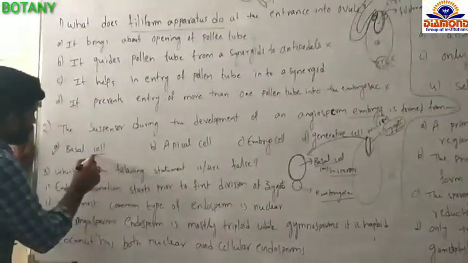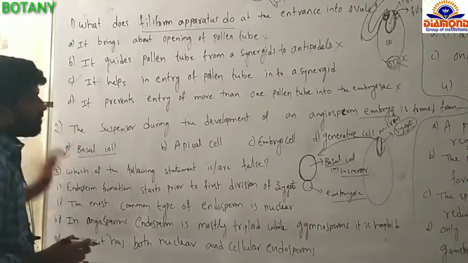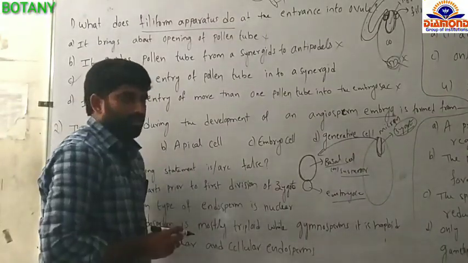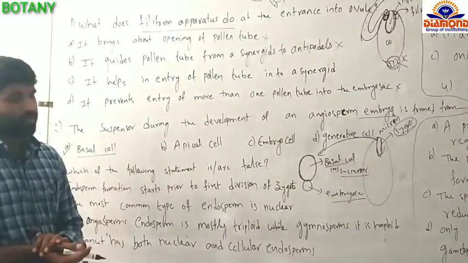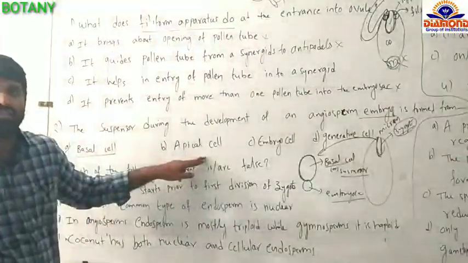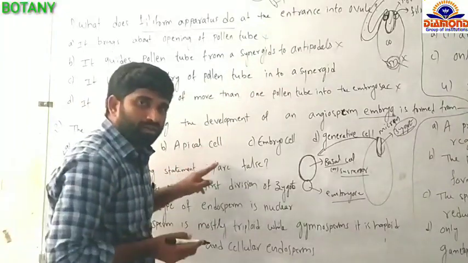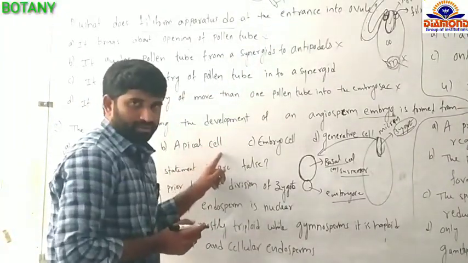From the basal cell only suspensor cells are formed. Then what is the meaning of apical cell? Apical cell is a term we use in lower groups of organisms such as Spirogyra, where the cell located in the upper portion of the organism is called apical.